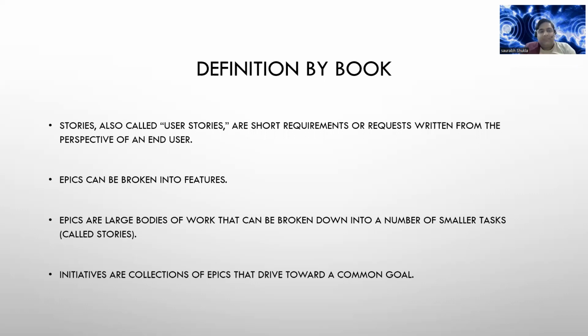And then there can be epics. Epics can be broken into features. So first PBIs, the smallest portion, then features, then epic. Epics are the large bodies of work that can be broken down into a number of smaller tasks called stories or features, whatever you want to say. But the hierarchy is only: epic, then feature, then user story. And then in the end, it's an initiative.